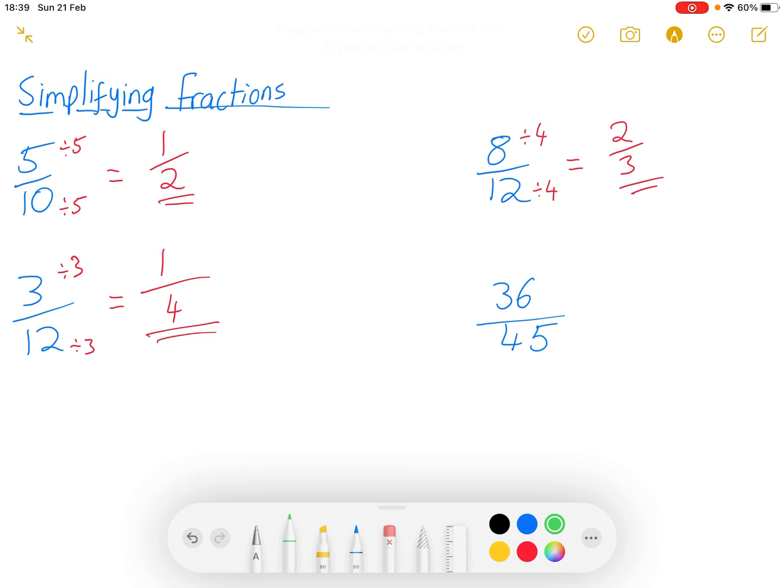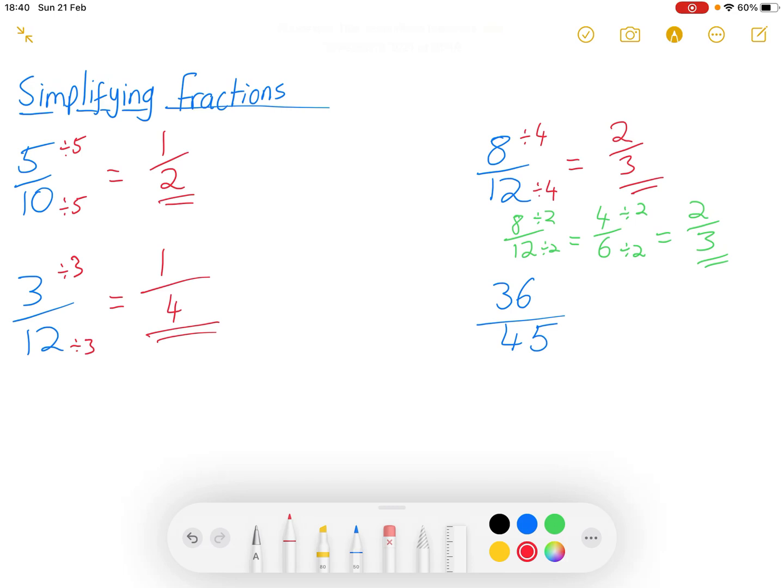Now I'll just show you that if you had done it using 2, it would have worked. We would have got 4 over 6, but 4 and 6 are still in the same times table. They're still in the 2 times table, so you would have to go again and divide them both by 2 to end up with the 2 over 3. So if you can find the biggest times table that they're both in, the biggest common factor, then divide by that, it'll save you a bit of time.